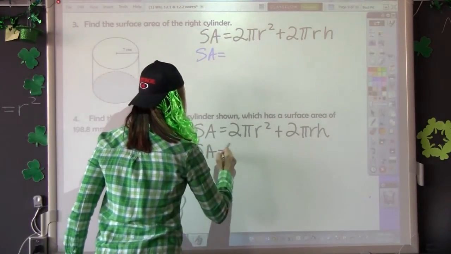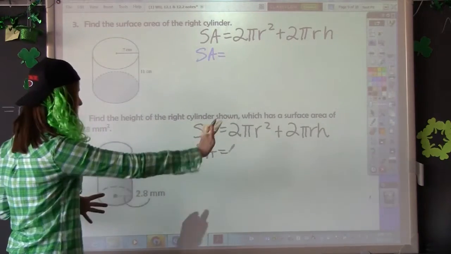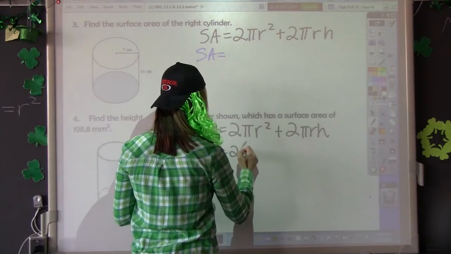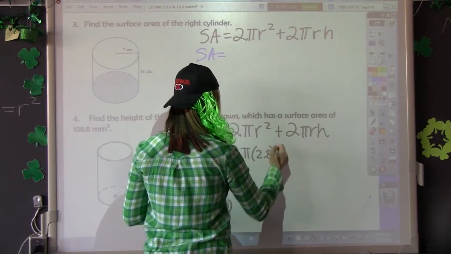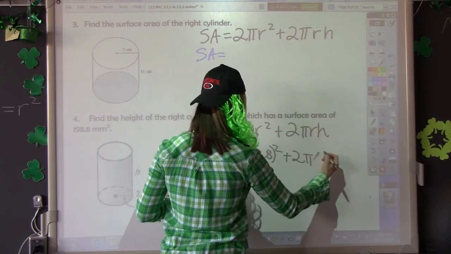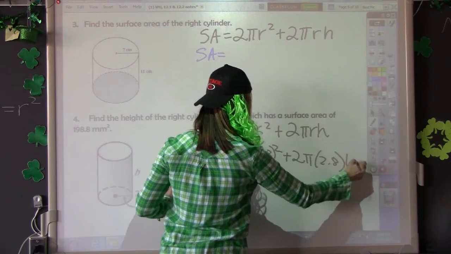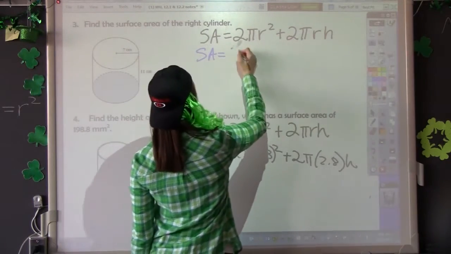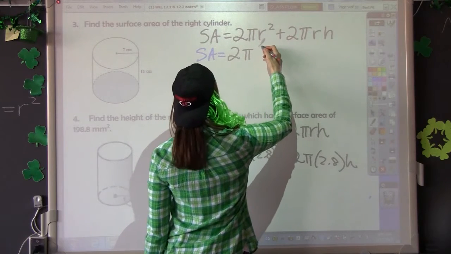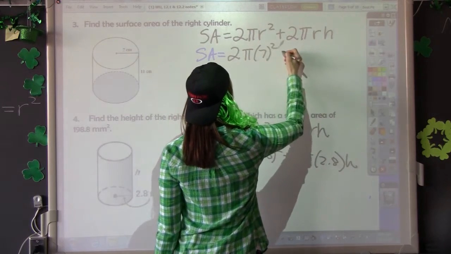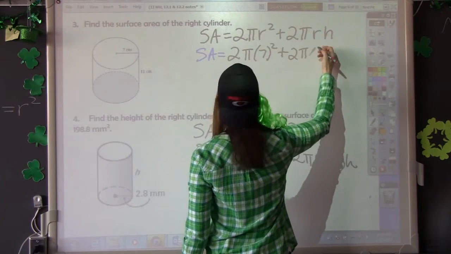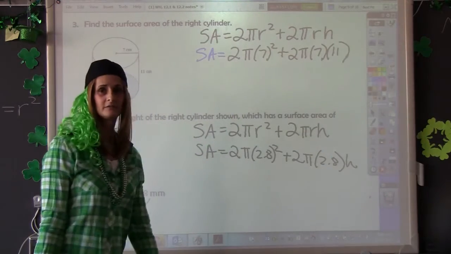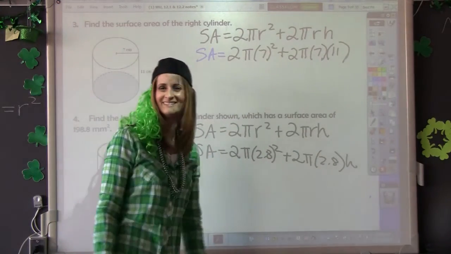All right, let's identify what we're given here and plug in the values. What's this? Radius. Okay, so 2 pi 2.8 squared plus 2 pi 2.8. Do we know the height? What am I doing? I'm doing the wrong problem. Someone needs to stop me. Stop me! Radius is 7. I'm working on the second problem and no one even stopped me. Is that good? Sorry. We'll get to that.